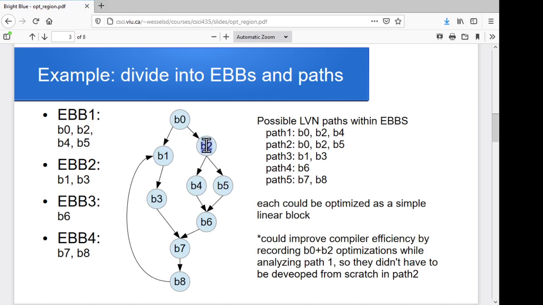So you can start saving state information rather than recomputing it for every individual path in a tree where there's going to be a lot of overlap between the paths. So this is the general idea for trying to take our local value numbering and extend it across multiple blocks. Now, obviously, we're still not capturing all of the possible optimizations across all of the combinations of blocks, but we're making progress. We're getting there.